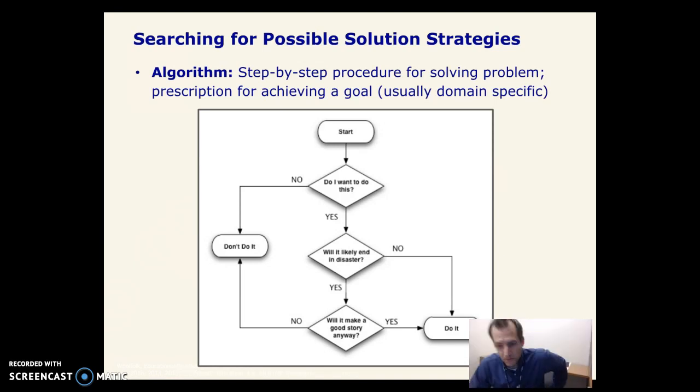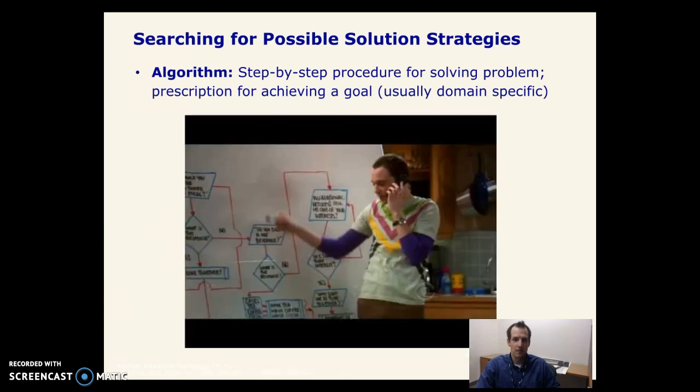And there are good examples of this also in things like medicine, where they have applied protocols that can lead them to a diagnosis or something like that, which can be very helpful. And this is another example. You should go on the slide and watch this video of Sheldon and his algorithm for making friends.